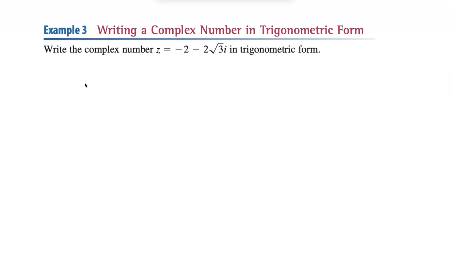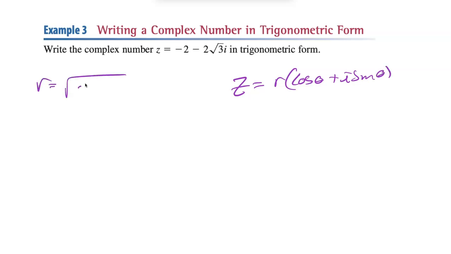Okay, so again, we want to write it in this form: z equals r cosine theta plus i sine theta. Right, we got to find two things. We got to find r, which is just the square root of 2 squared plus 2 square root 3 squared. Technically negative, but the negative goes away when you square it. And then tan of theta is equal to b over a. So negative 2 square root 3 over negative 2.